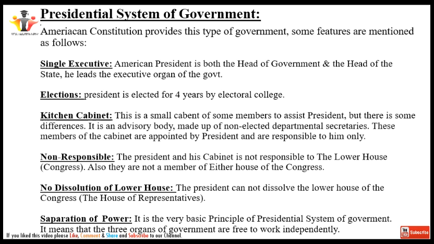Non-responsible government. The president and his cabinet are not responsible to the lower house. In America it is the House of Representatives, and also they are not a member of either house of the Congress. Whereas in India the president and the prime minister and his cabinet are members of the lower house of the parliament. No dissolution of the lower house. The president cannot dissolve the lower house of the Congress, i.e. the House of Representatives.